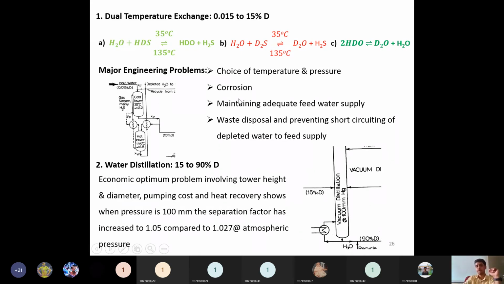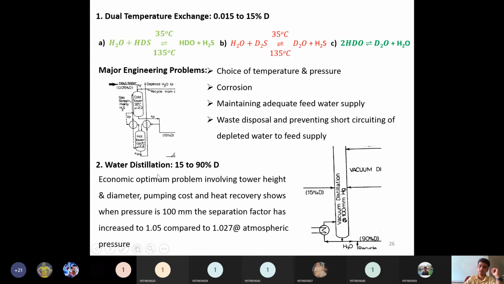Then corrosion. Okay, what type of steel? Type 304 steel we have to use in the plate tray construction, but in the shell construction we can use normal carbon steel. So you have to give that explanation. Then maintenance of adequate feed supply is very disadvantageous for this process. Then waste disposal is very much challenging in this process.